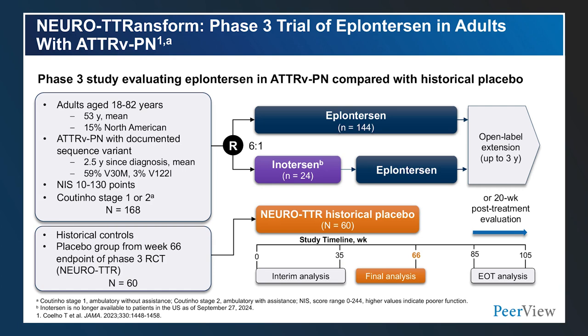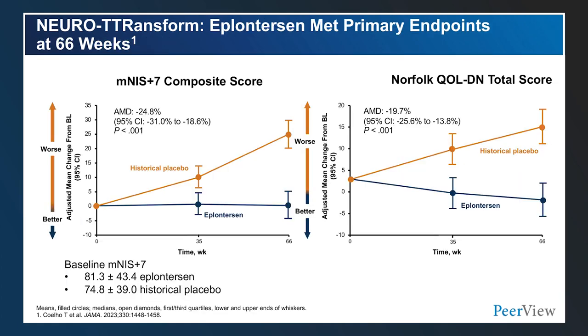And then eplontersen is an improvement of inotersen. It's given once a month under the skin by the patient themselves. And they also did a study comparing to historical placebo. And here also we see stabilization of the neuropathy impairment score and improvement in the quality of life of patients who got eplontersen compared to the historical placebo.